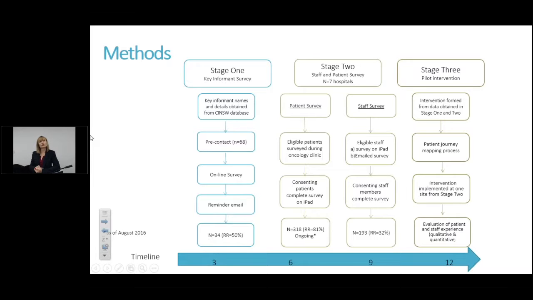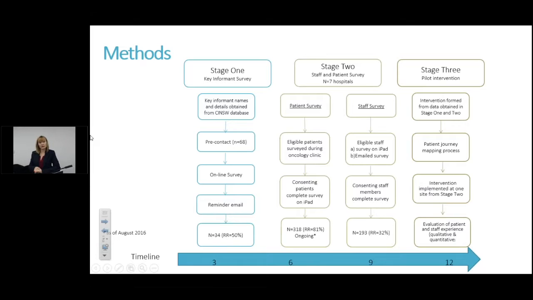In stage 2, we surveyed staff and patients from 7 hospitals, a mixture of metropolitan and non-metropolitan hospitals there. With the patient survey, the patients were surveyed during the oncology clinic. Some did the survey on iPad, some on paper with later data entry, and we have about 318 patients in that survey. That's actually ongoing as part of Emma's PhD work. But we had a good response rate from the patients there at 81%.